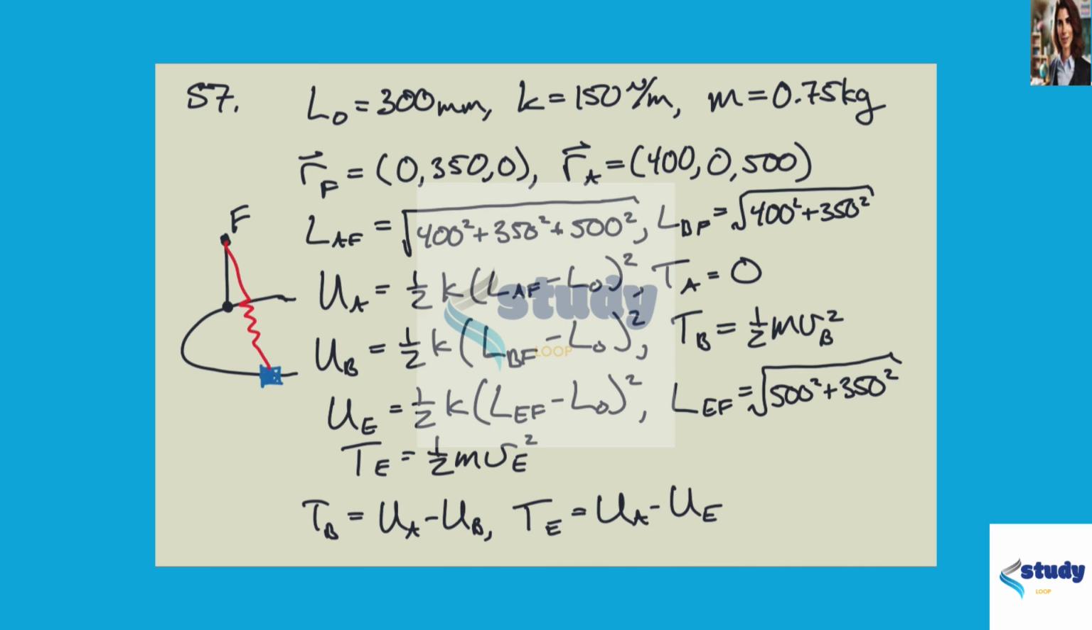A, where the collar is initially, is 400 millimeters to the right of the origin and 400 millimeters down from the origin, I guess if you want to call it, and 500 millimeters to the right.